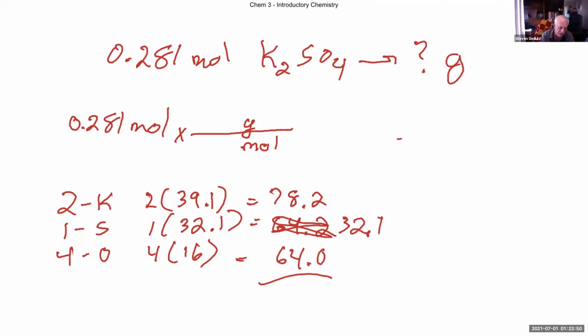Yep. So add those together. We come out to, let's see, 8, 10, 14, 7. 174.3. Perfect. Yep. 174.3 grams per mole. So now we know to put that on the top this time because of grams, because there's 174.3 grams per every 1 mole. Moles cancel, and we're left with grams.